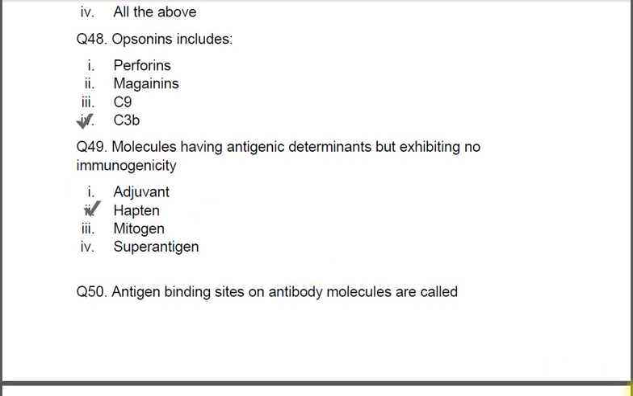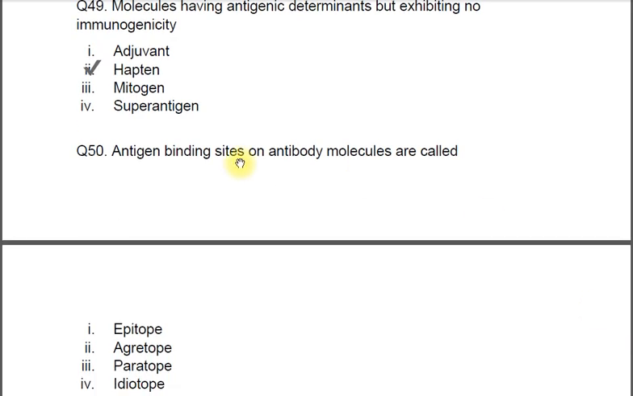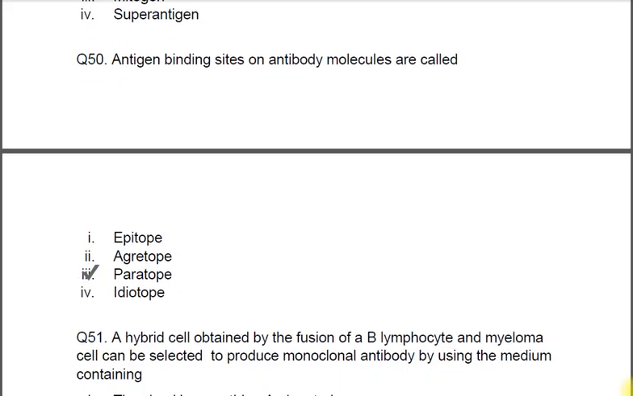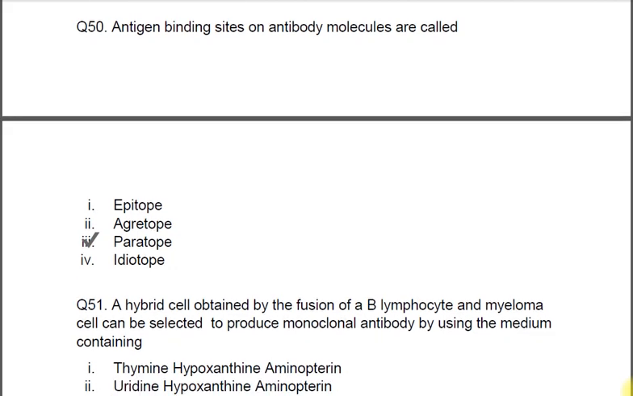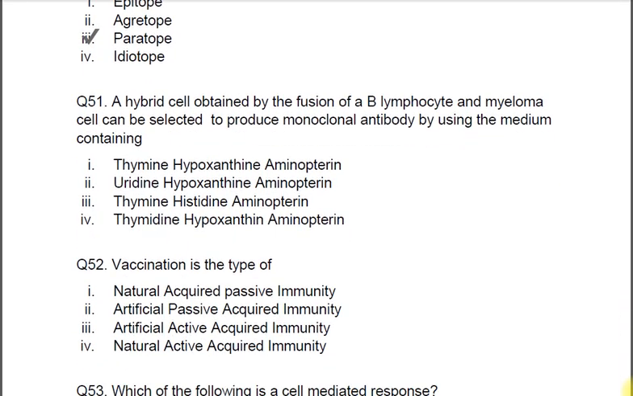Question number 50 says antigen binding sites. Remember, antigen binding sites on antibody molecules are called 1 epitope, 2 agretope, 3 paratope, 4 etiolope. The correct option is the paratope. These are present on the Fab subunits. These are the antigen binding subunit present in the Y-shaped antibody molecule.